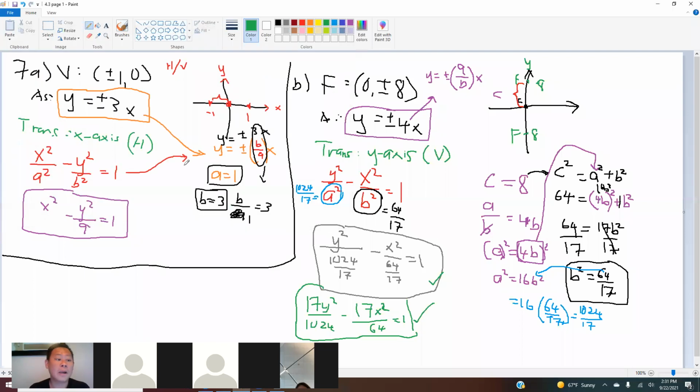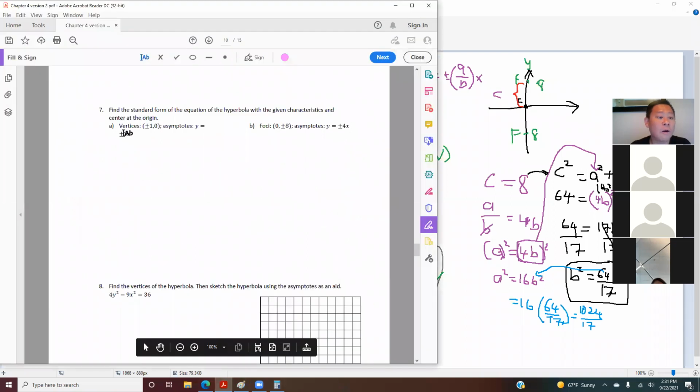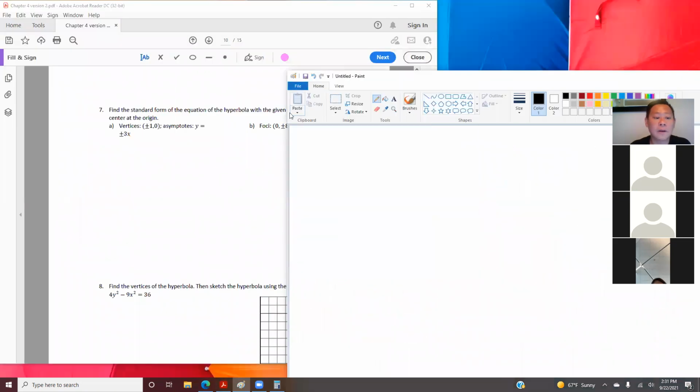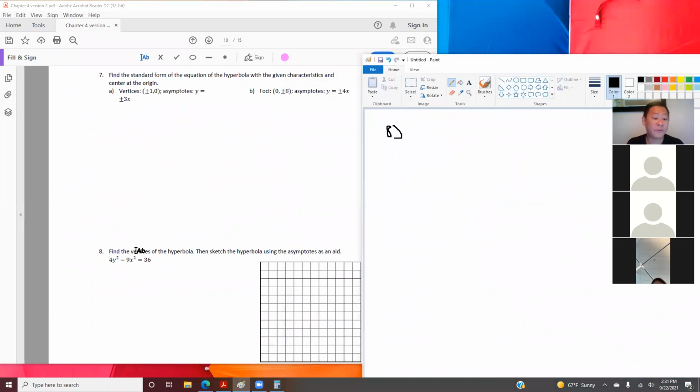All right, so next, this is how you find your equation. Make sure you know the word is called find the standard form of the equations of a hyperbola. The next one we're going to talk about is number 8. You have to find the vertices of the hyperbola and sketch it using the asymptotes. That means you need to draw the x line, the box, and then draw the hyperbola. What we have in this case is 4y squared minus 9x squared equals 36.